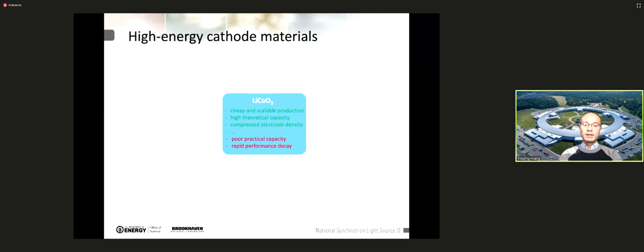Here, I'll give you a quick example of what we can do with this multimodal imaging technique. I use a widely used lithium-ion battery material as an example. This is lithium cobalt oxide.